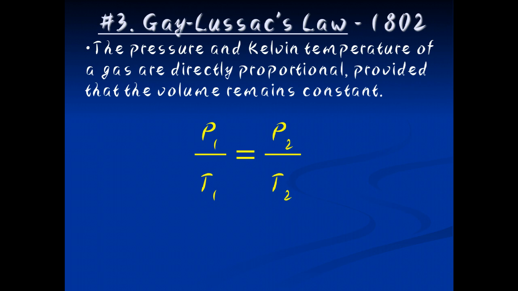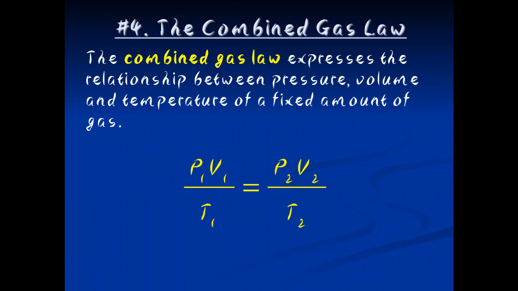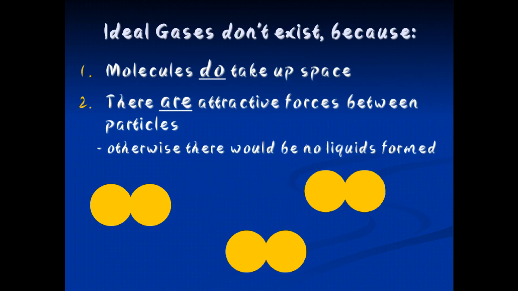Gay-Lussac's law, 1802. The pressure and Kelvin temperature of a gas are directly proportional, provided that the volume remains constant. P1 over T1 equals P2 over T2. The combined gas law. The combined gas law expresses the relationship between pressure, volume, and temperature of a fixed amount of gas. P1 V1 over T1 equals P2 V2 over T2.